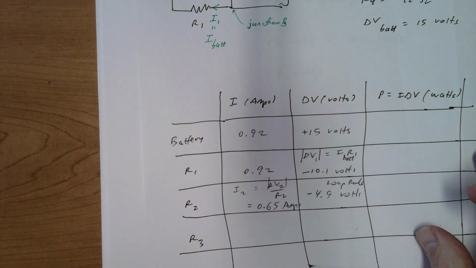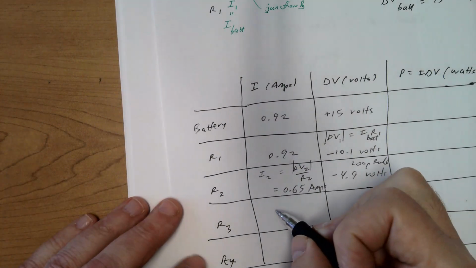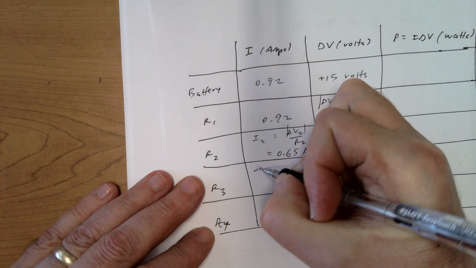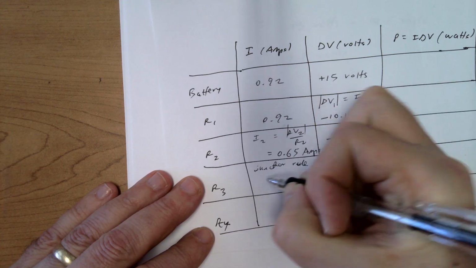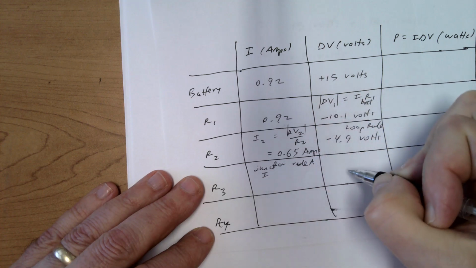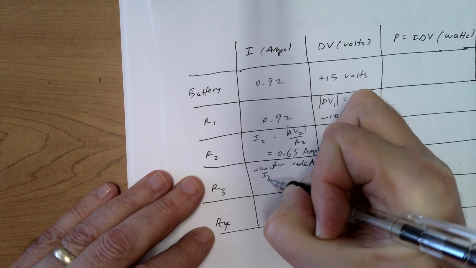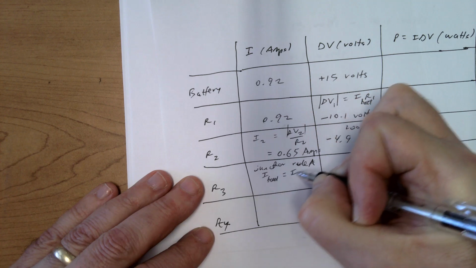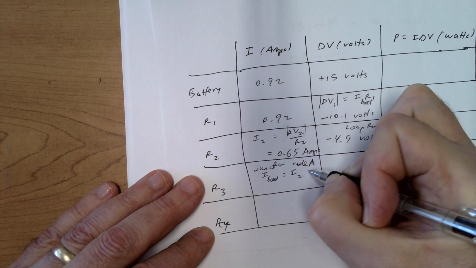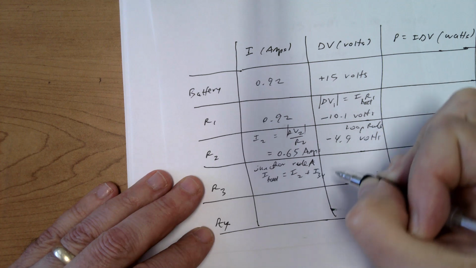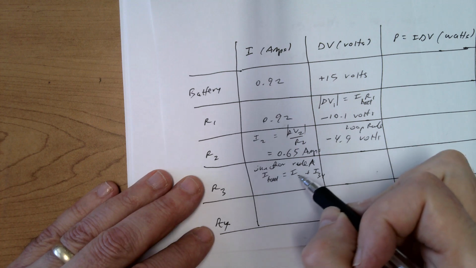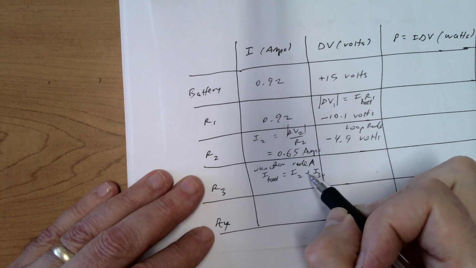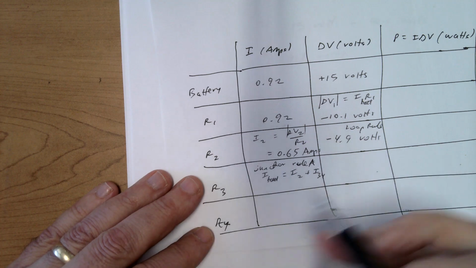So, I'll just put that over here in my table to save some space. So, junction rule would say that at junction A, I bat has to equal I2 plus I34. The current going into that junction A was I bat, and the two currents coming out were these guys. So they have to add together to equal I bat.